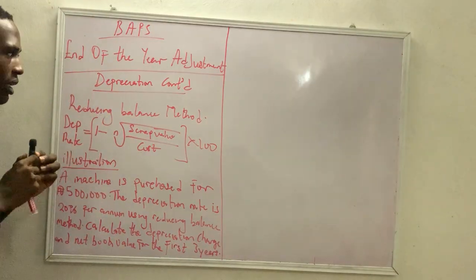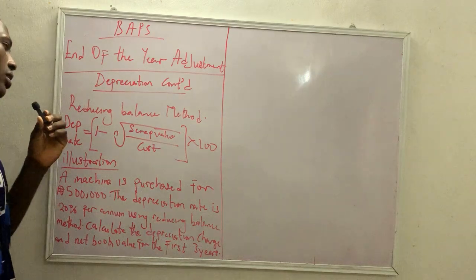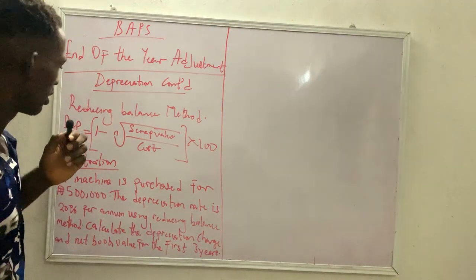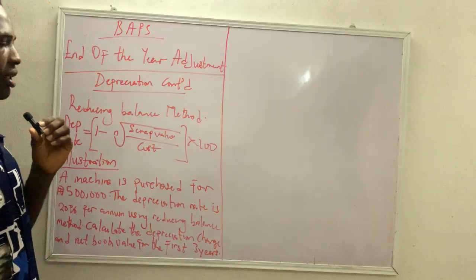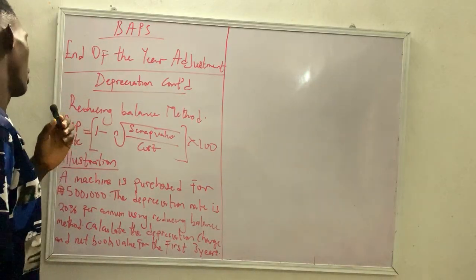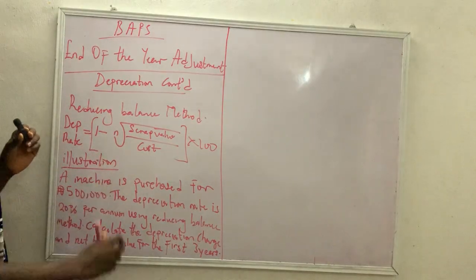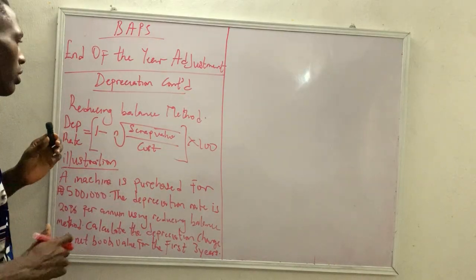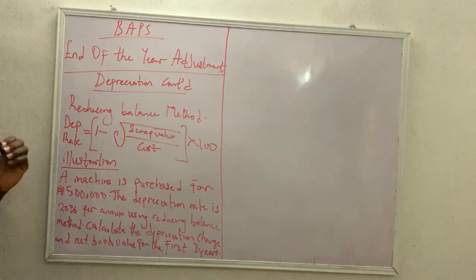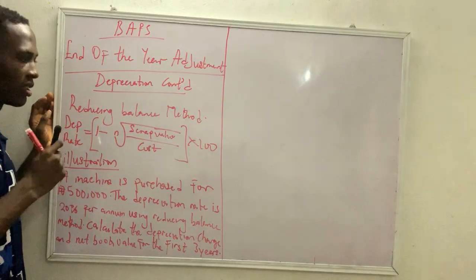So yes, we are still on end of the year adjustment. So depreciation, that is, we are dealing with the reducing balance method. And this is the illustration that I'll be making for this class. So we are going to make it as brief as possible and spend as minimum time as possible on this particular topic. So reducing balance is also known as diminishing balance. And why does it derive this name?